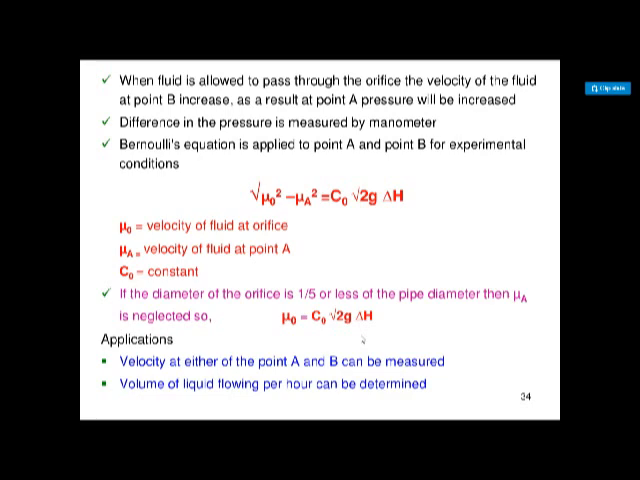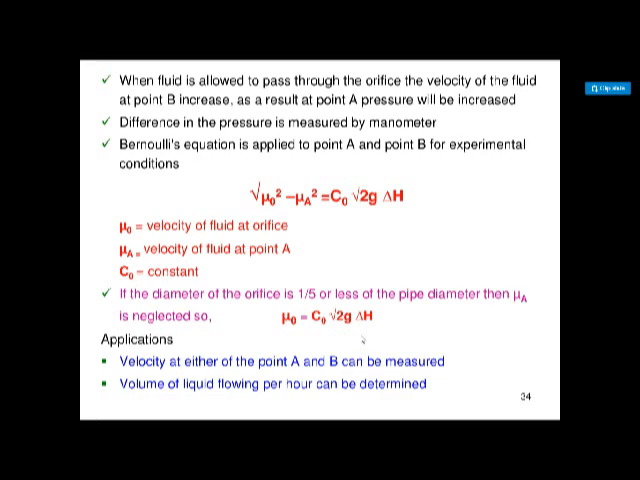These are the advantages. In the disadvantages, it produces a permanent loss of head. That means more resistance to flow, and therefore it requires high pumping cost. Its pumping cost is high, and it is used for a longer period. Therefore the orifice meter is not suitable for permanent installation because of this reason.